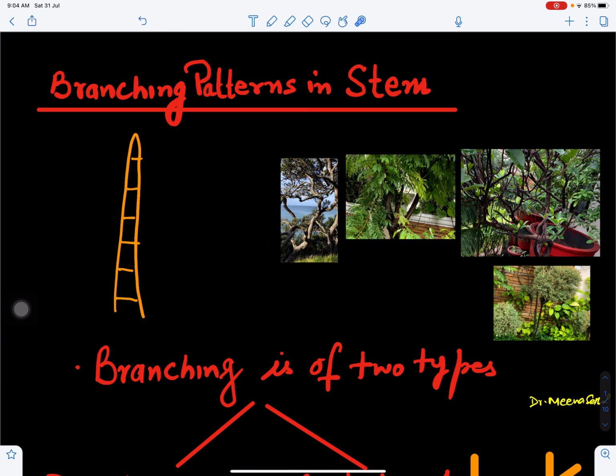Now here stem is unbranched, but this stem may be branched. This may be showing branches like this. Now the branching pattern in the stem is in such a way that leaves borne on the branches are exposed to the sunlight, so they can get maximum sunlight and aeration. So this branching pattern is different in different plants. So this is called branching pattern in the stems.